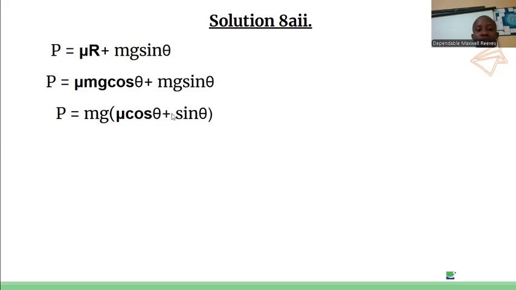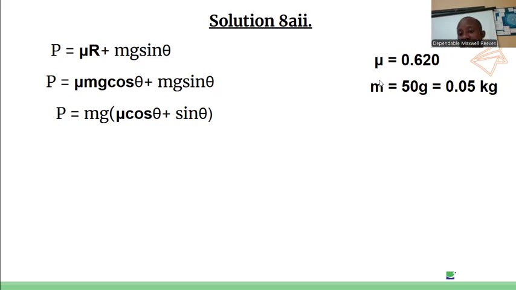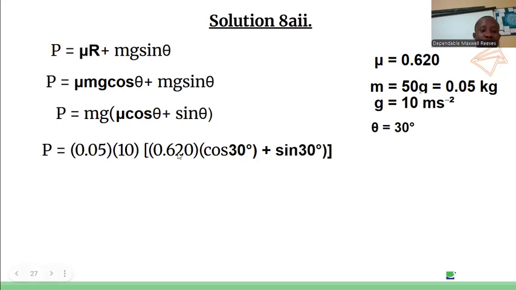Now, let us collect our data. In the question, we're given the coefficient of friction to be 0.620, and we're also given the mass to be 50 grams, but we need to convert this value from grams to kilograms. So we have 0.05 kg, and we're given the constant value of acceleration due to gravity to be 10 meters per second squared. The value of theta, which is the angle of inclination, is 30 degrees. We'll be substituting all of these values into our equation. So substituting the values there, we come out to this.